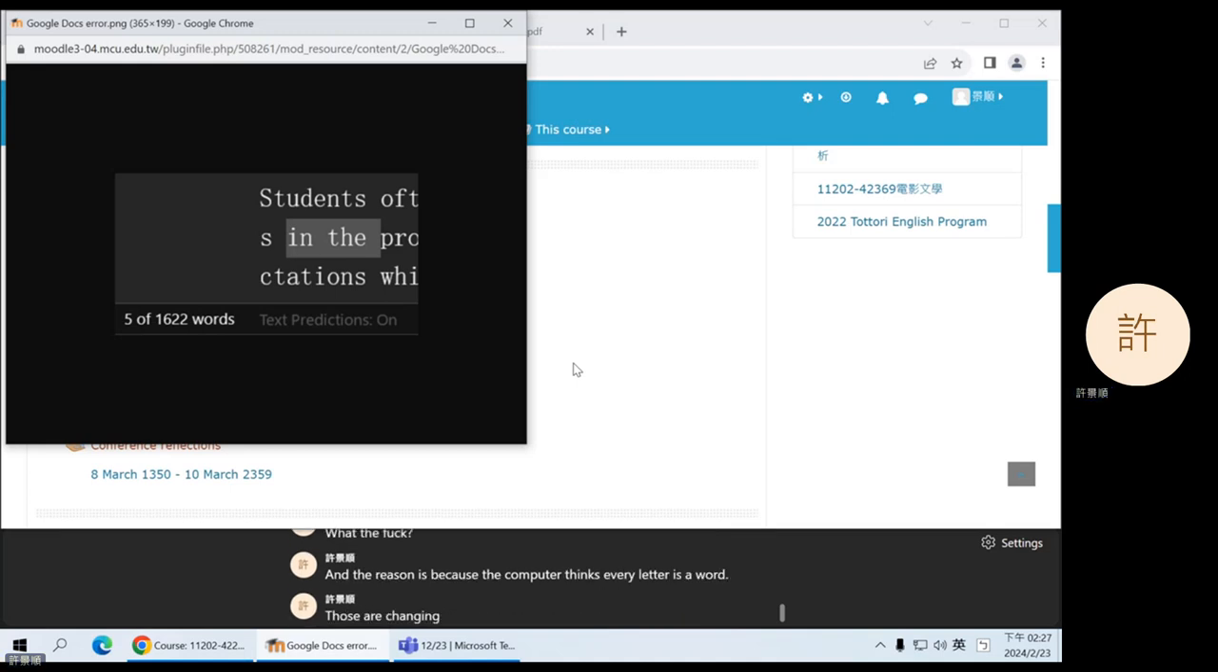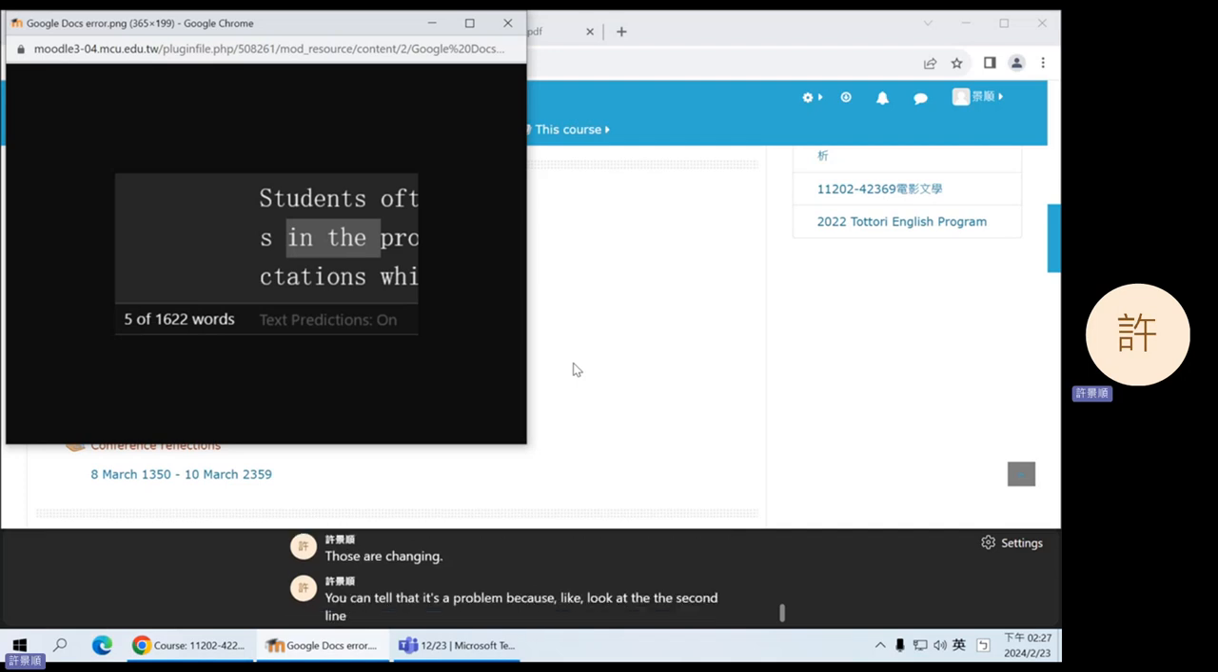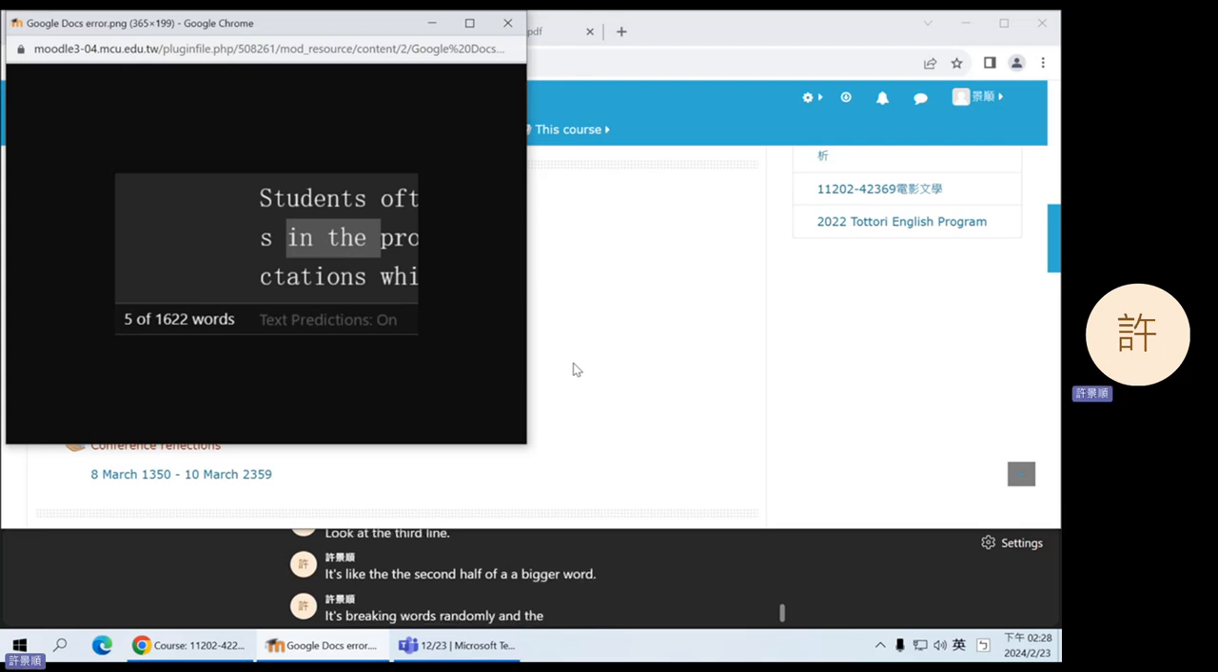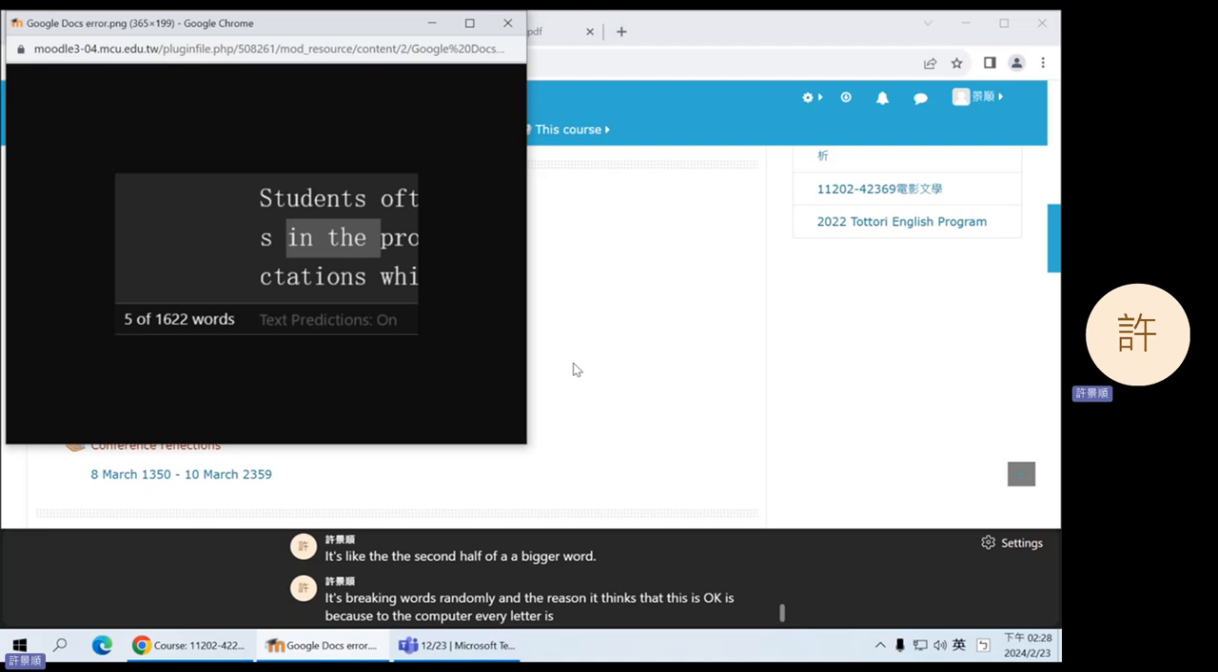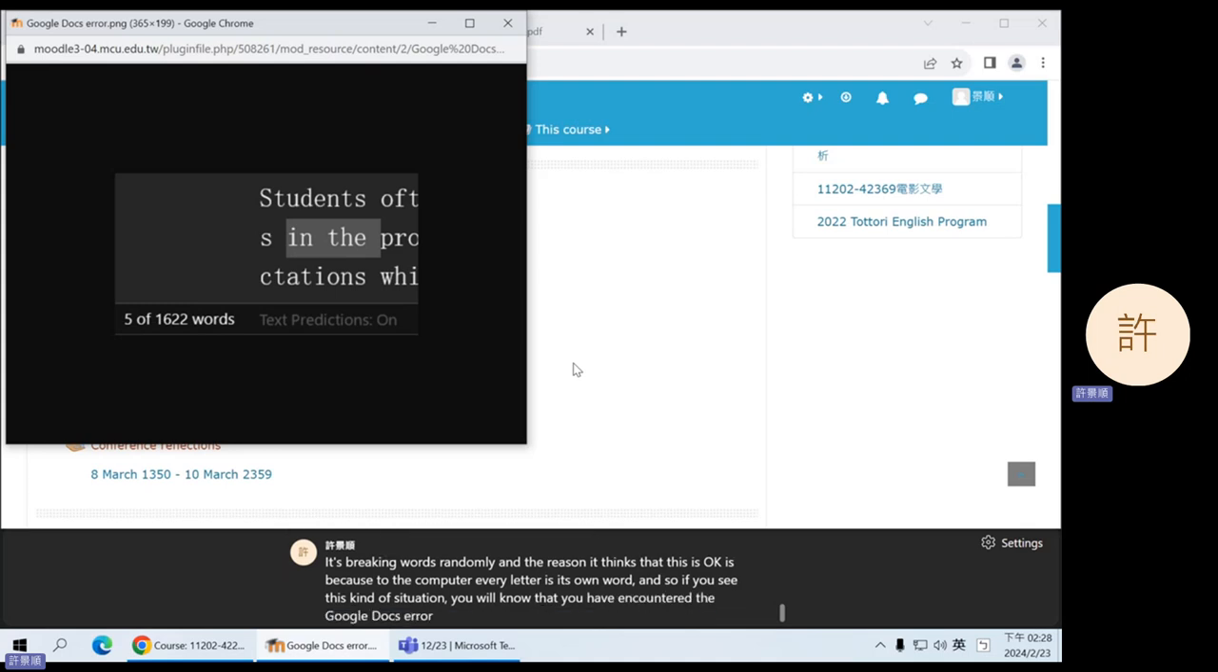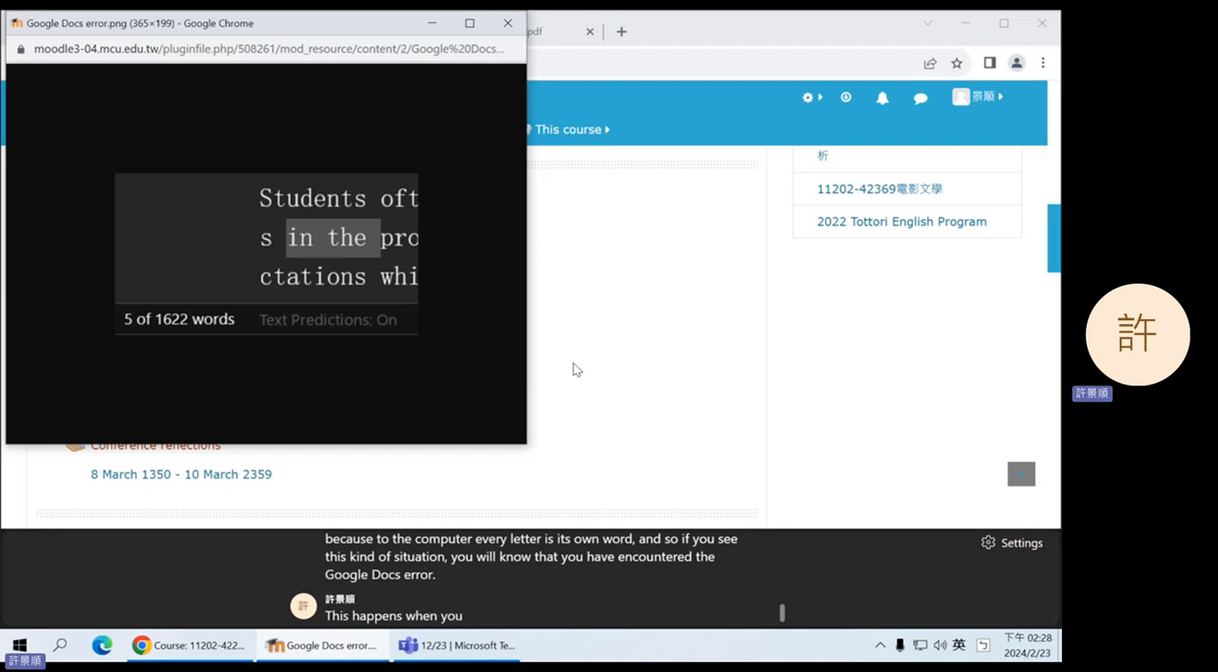They're all full-width characters. You can tell that it's a problem because, look at this, the second line. It's one S. That's not a word. Look at the third line. It's like the second half of a bigger word. It's breaking words randomly. And the reason it thinks that this is okay is because to the computer, every letter is its own word. So if you see this kind of situation, you will know that you have encountered the Google Docs error. This happens when you write in Google Docs and then you try to save it as a Word file. And this can happen.